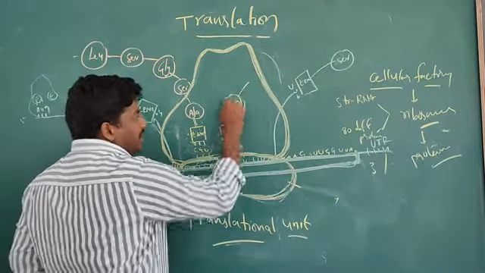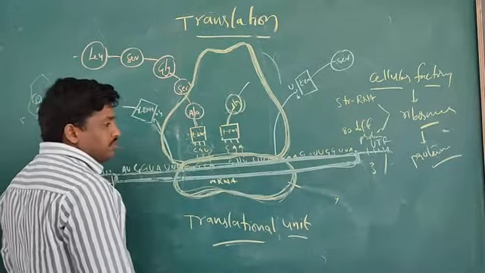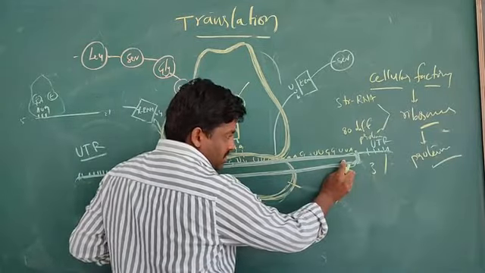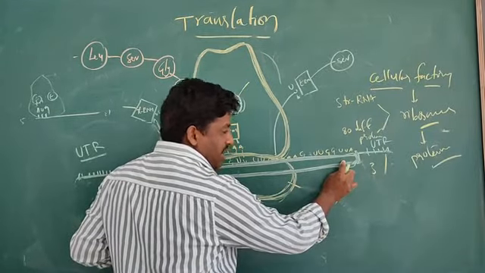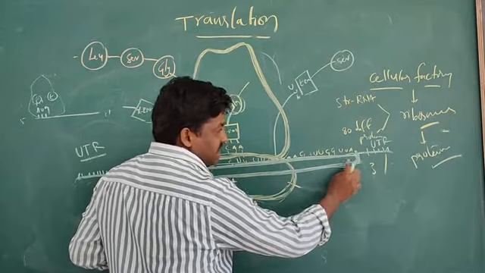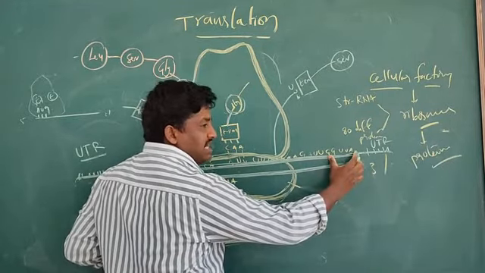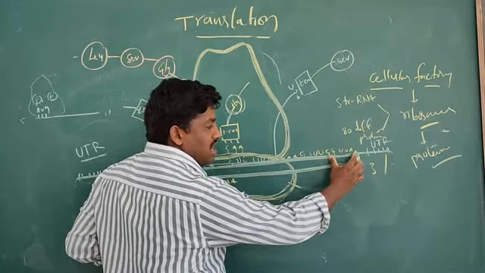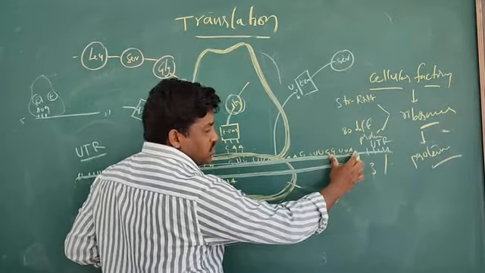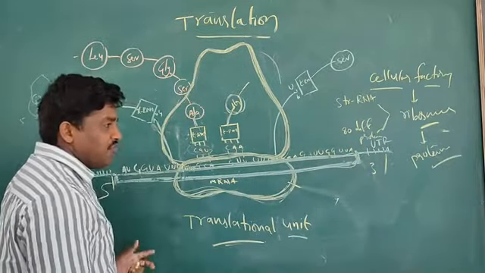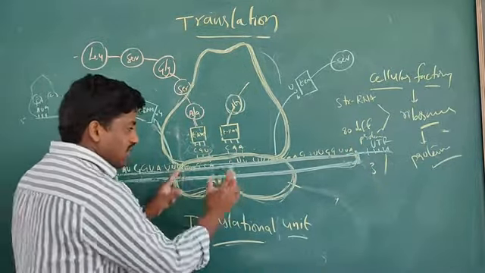So here the polypeptide chain is formed. Whenever the ribosome reaches the terminal region, what will happen? The releasing factor. Whenever the ribosome reaches the terminator, that means the stop codon region, the releasing factor can bind. So this polypeptide chain falls off. That's it.